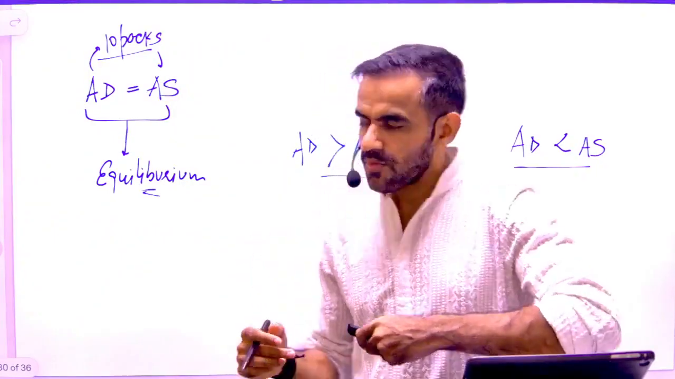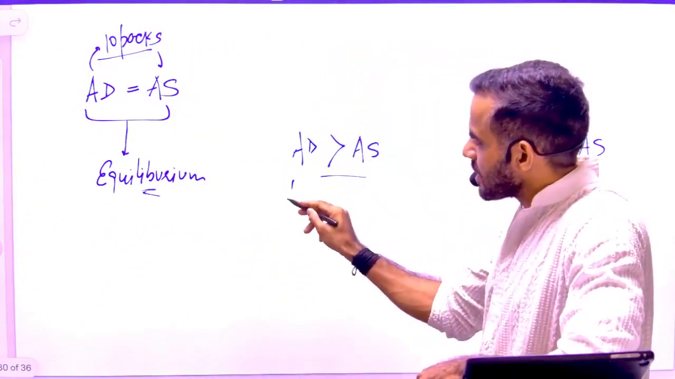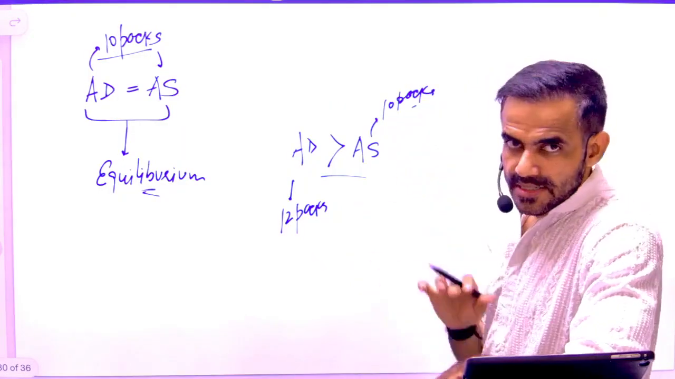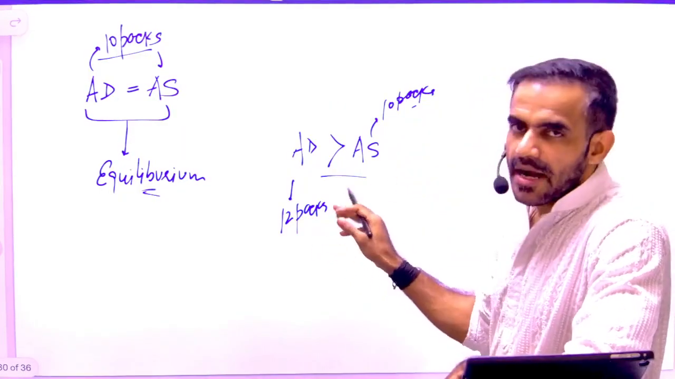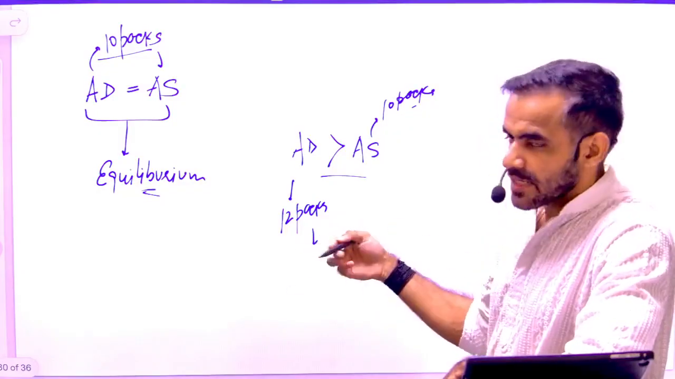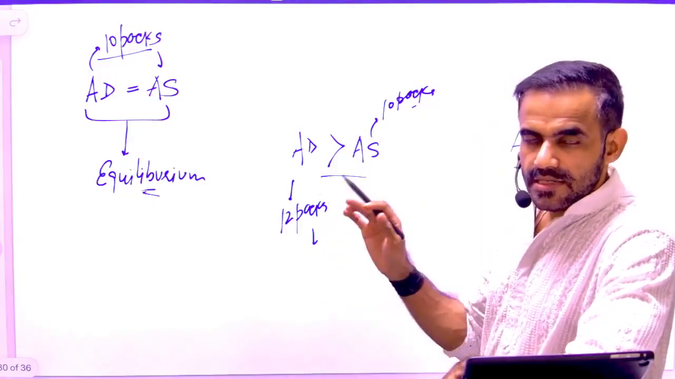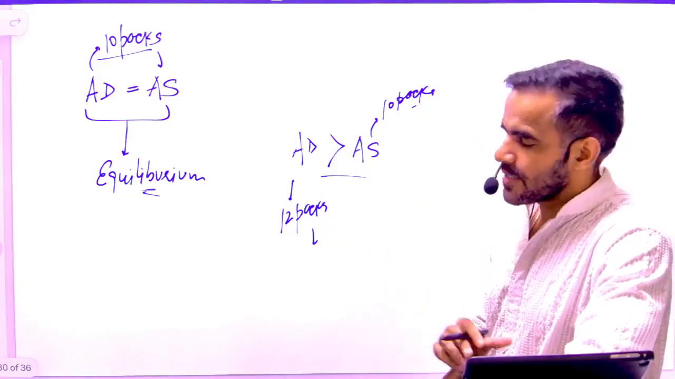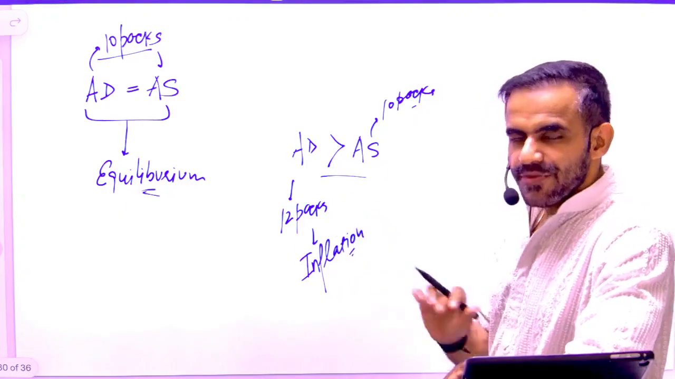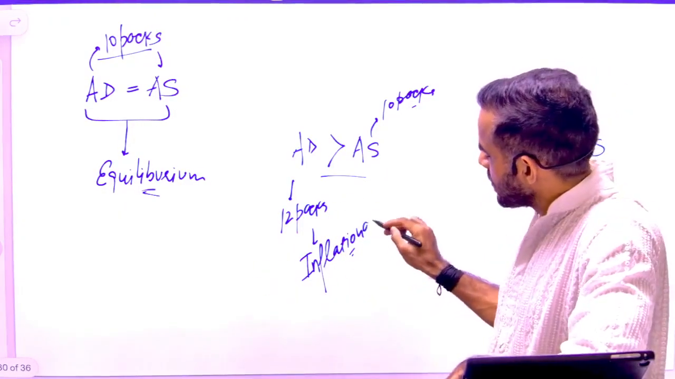Now let's consider one more example. In this case, the demand is higher than supply. Let's say demand is 12 packets and the supply is 10 packets. What will happen in this case? Will the price increase or decrease? Price will increase. Why? Because more and more people are willing to have that product. Supply is less, just like the flight ticket we have discussed. It will lead to inflation. There is a gap between demand and supply. That's why it is referred to as an inflationary gap.